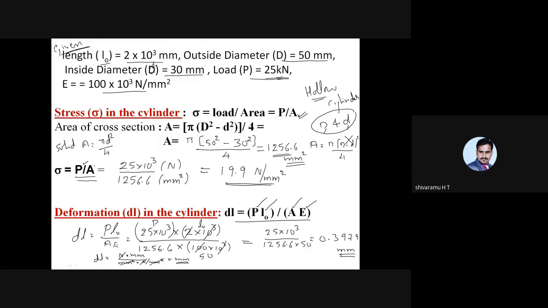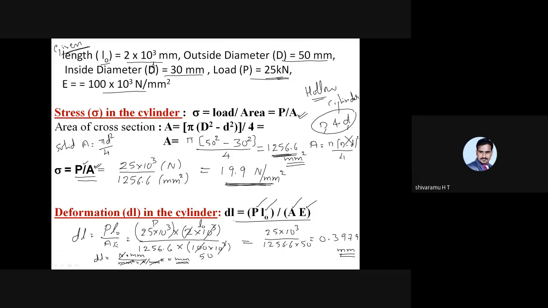Load is known but area was unknown, so we calculated area. The calculated value for the area of the cross section is 1256.6 millimeter square. If you substitute load divided by area, we will get the stress is equal to 19.9 Newton per square millimeter. And here it is also asked to determine the deformation in the cylinder.